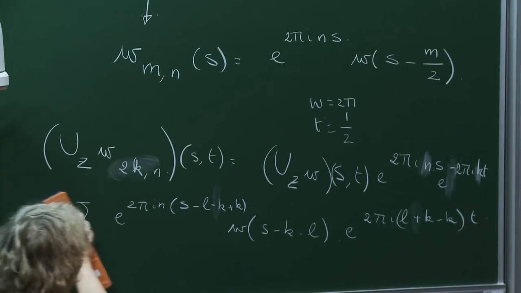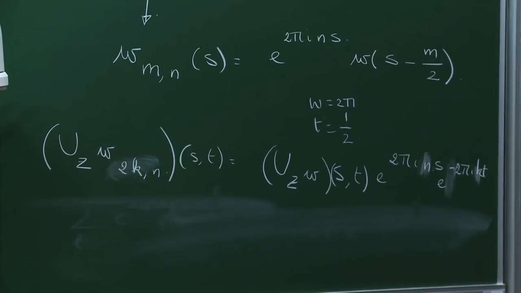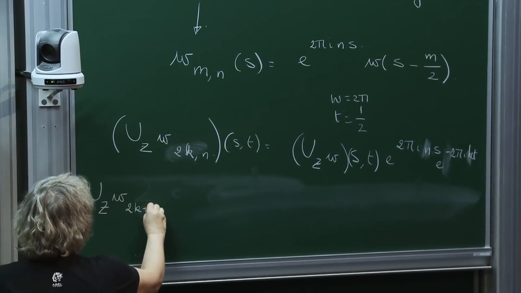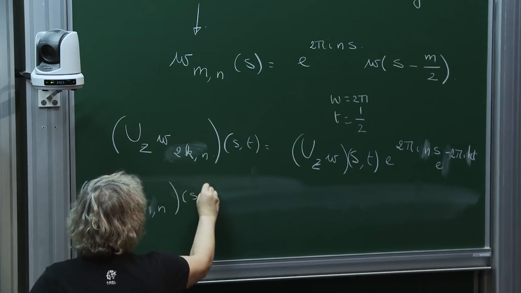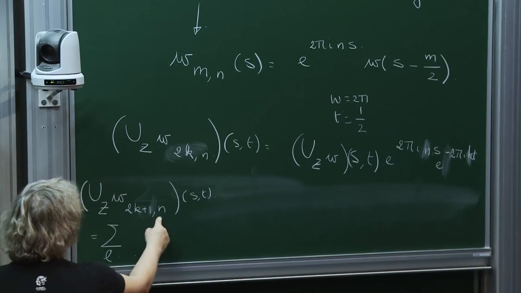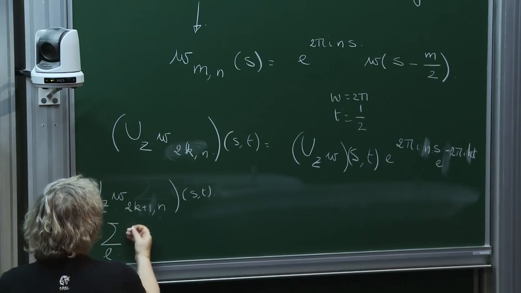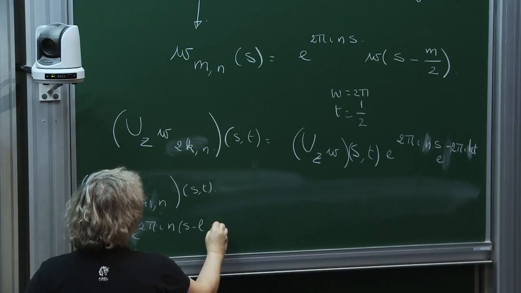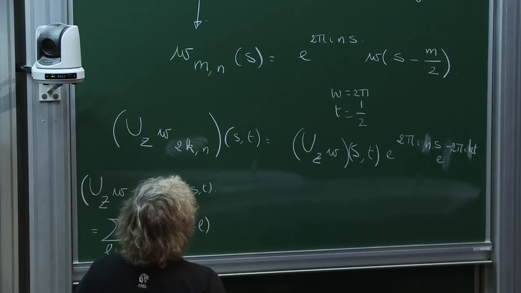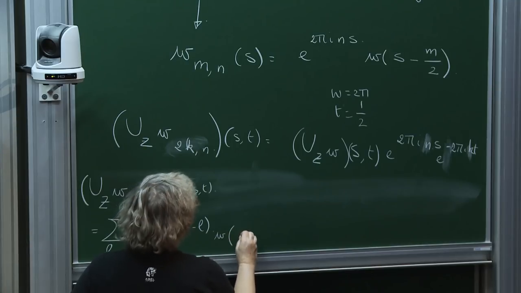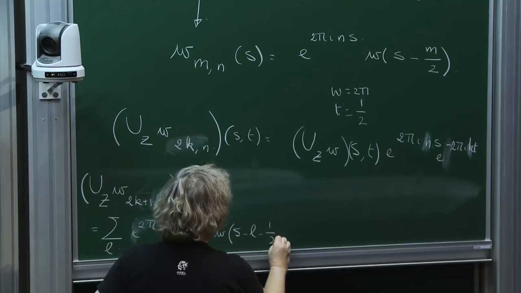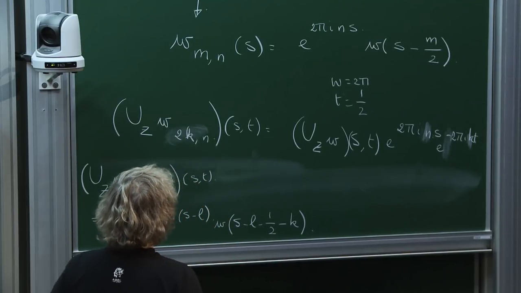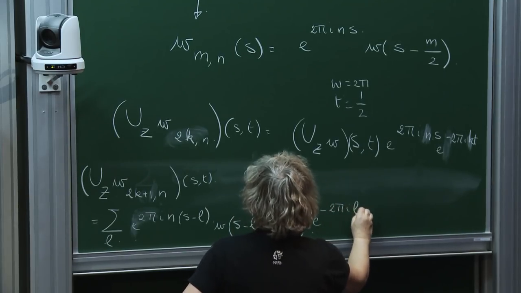Okay. But now we also see what we should do for the odd ones. Let's write that out. U z w 2k plus 1, n, s, t. So I have to take the function in s minus l, so e to the 2 pi i n (s minus l), and w of s minus l minus (2k plus 1), so I get minus a half minus k. And that's the function in s minus l. And now I have to multiply by e to the minus 2 pi i l t.